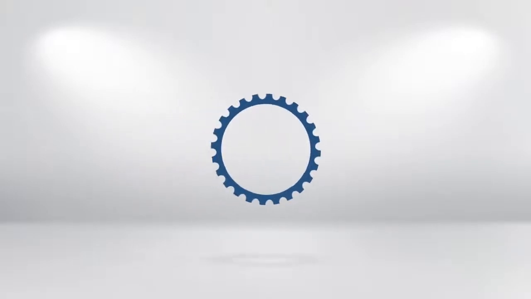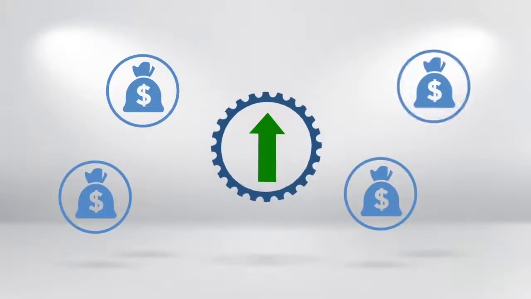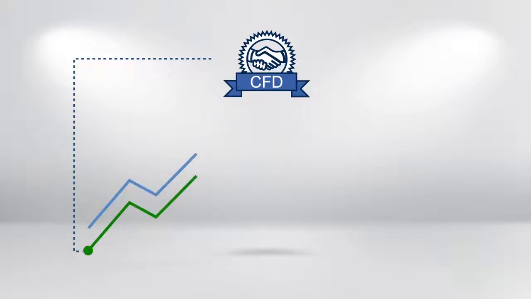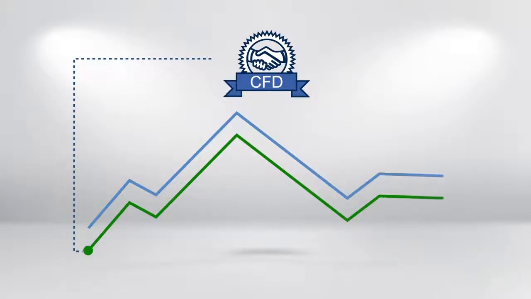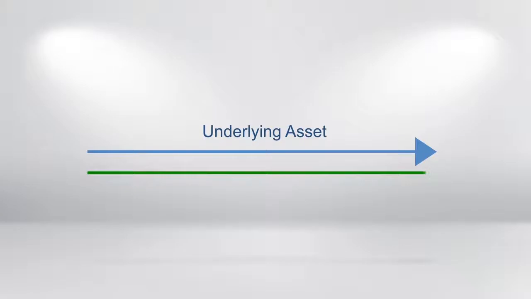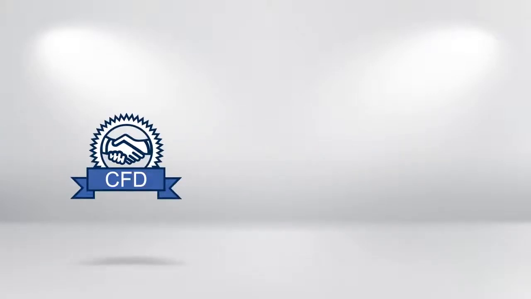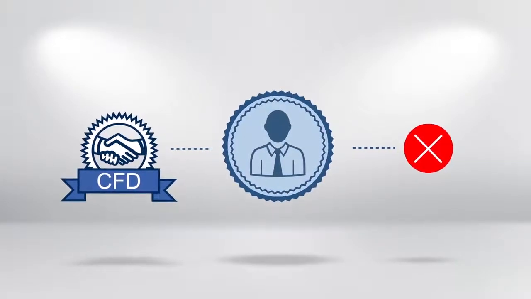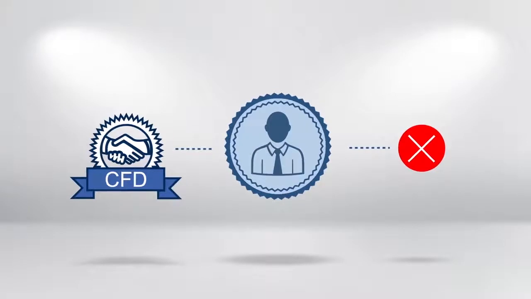You take the position based on whether you think the asset will go up or down in value. So, for example, you can place a CFD trade on a stock, and the value of the CFD position will rise or fall with that stock price. The stock is therefore known as the underlying asset. And as you are purchasing a CFD from a provider, you don't own that underlying stock. Not owning the stock leads to some key differences.